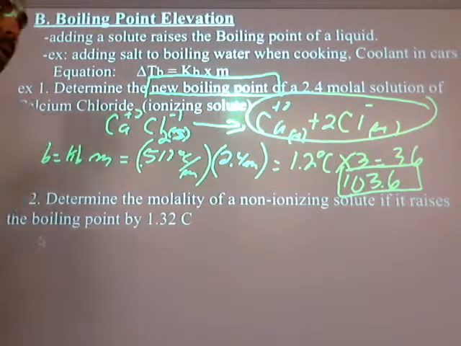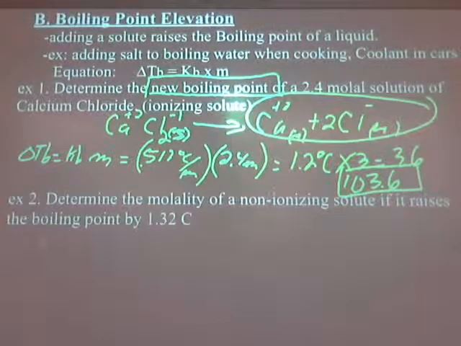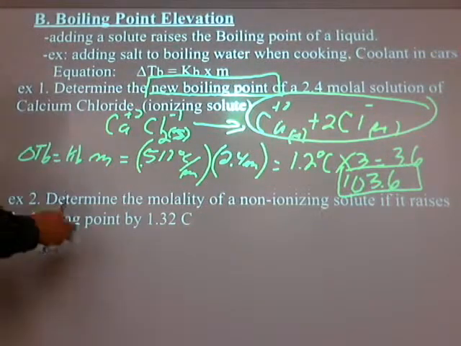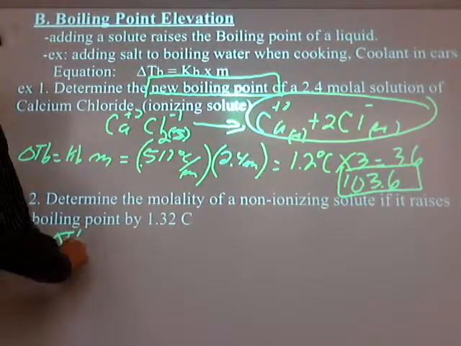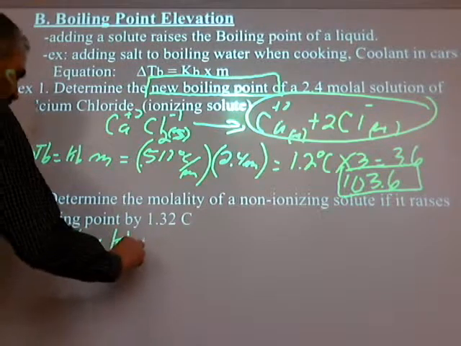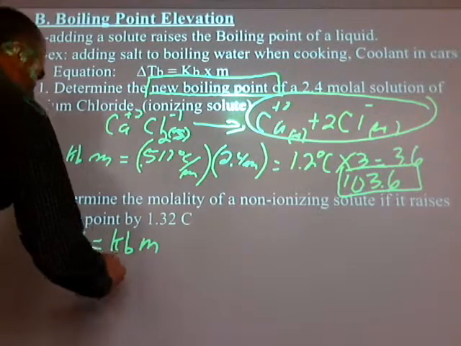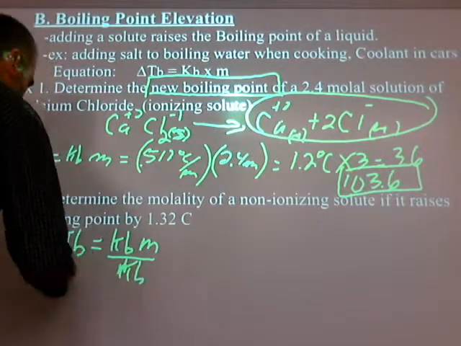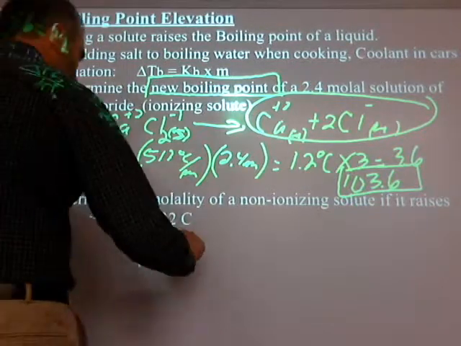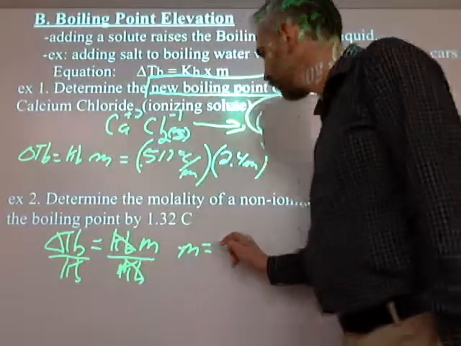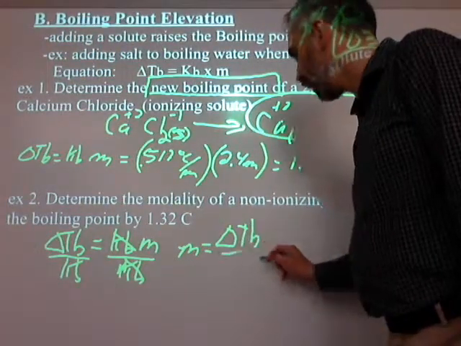Okay, can anybody figure out what to do on this problem? Should be pretty easy, shouldn't it? What are we going to do here? Well, let's write the equation down and see if it pops up at us. Delta TB equals KB times M. Right? Who am I trying to solve for this time? M. So what am I going to do to both sides? Divide by KB. And I get M equals delta TB over KB.